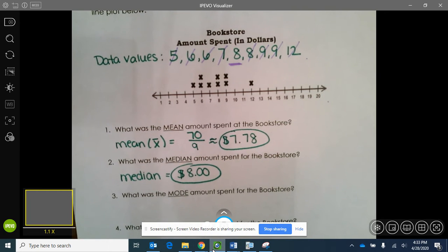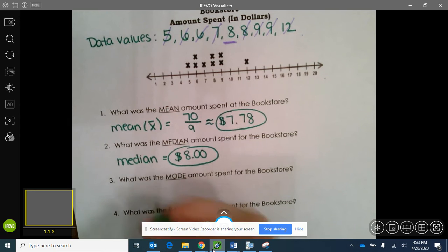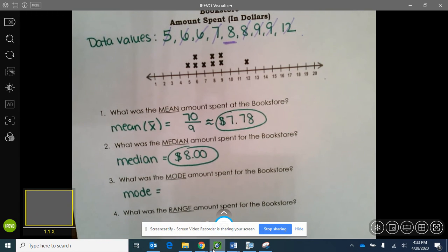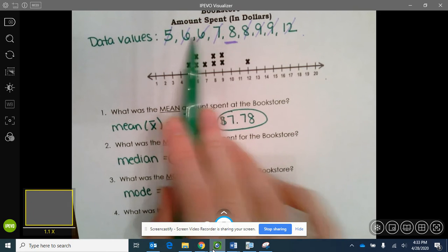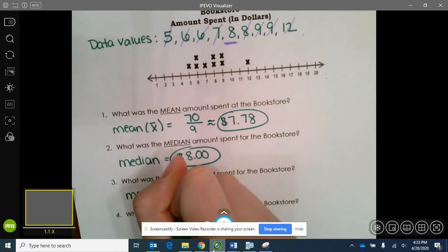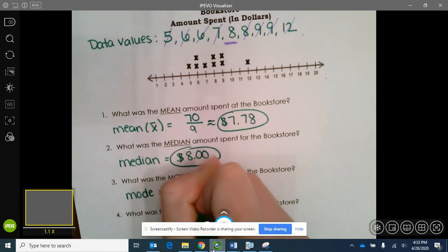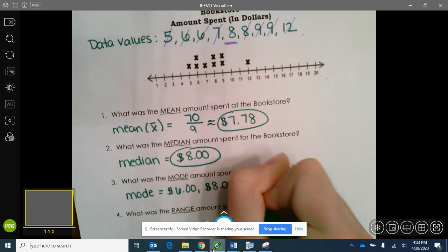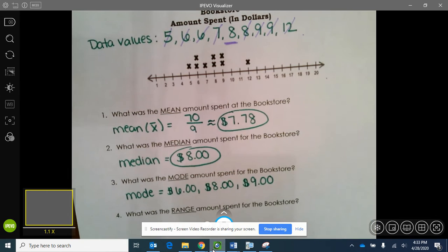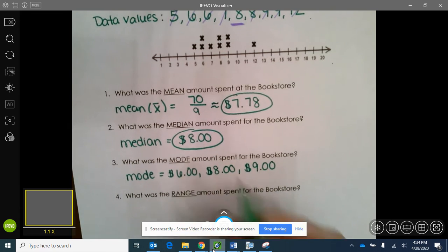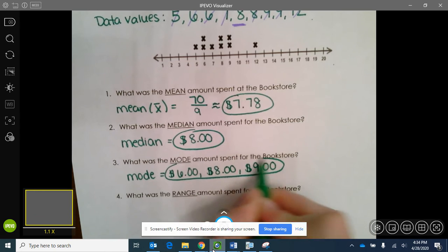Okay, mode is your number that occurs most often. So I'm looking for a number that basically repeats the most. So I have 2 sixes, 2 eights, and 2 nines. So I actually have 3 modes in this case. $6 is a mode, $8 is a mode, and $9 is a mode. So remember, when you're dealing with mode, you can have one mode, you can have more than one mode, and sometimes you might have a data set that has no mode. So actually 3 modes for this one.